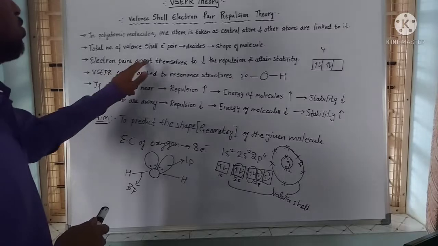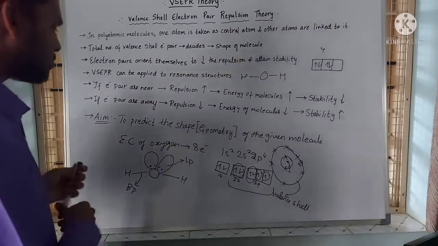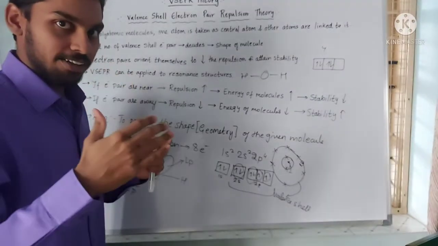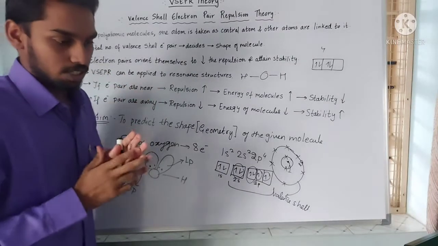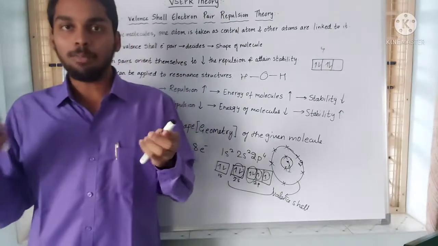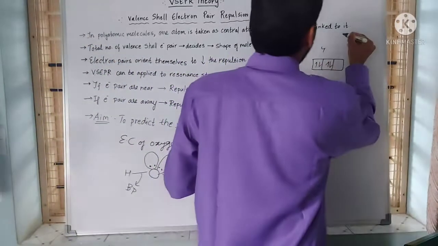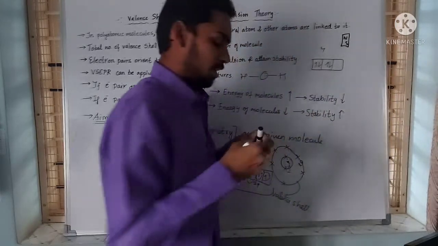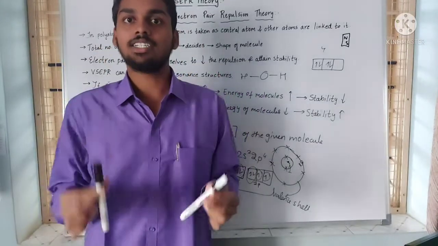Now electron pairs orient themselves to decrease the repulsion and attain stability. These electron pairs orient themselves in such a manner that they try to decrease the repulsion. For example, in day-to-day life we see a magnet. A magnet has a north pole and a south pole. Imagine these two caps are the north poles and the tails of this marker are the south poles.